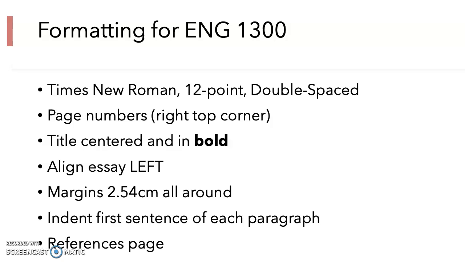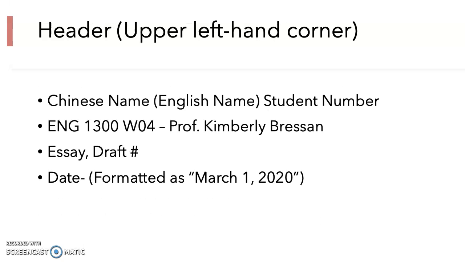So all of this will be very clear in a visual aid, but let's look first at the header. Most of you are familiar with this, but just to review, in the upper left-hand corner of all of your work, except for the discussion boards, you should have your Chinese name, your English name in parentheses, followed by your student number. Then you have the course and section with the professor name. The third line is the essay name and the draft number. And then finally the date, formatted as following.